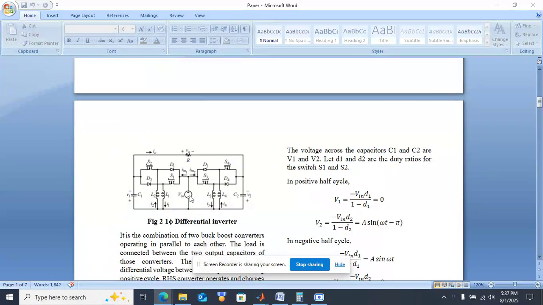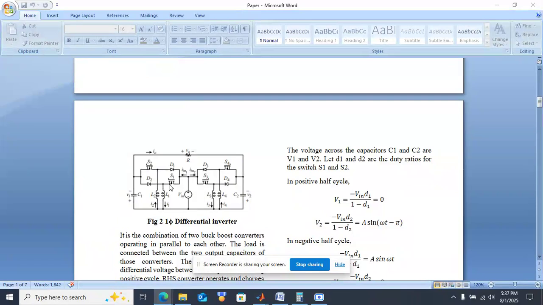In this, the DC voltage source is given to this branch for the positive cycle, and for the negative cycle another similar branch is used. So totally two inductors will be used for the positive cycle and two inductors will be used for the negative cycle.